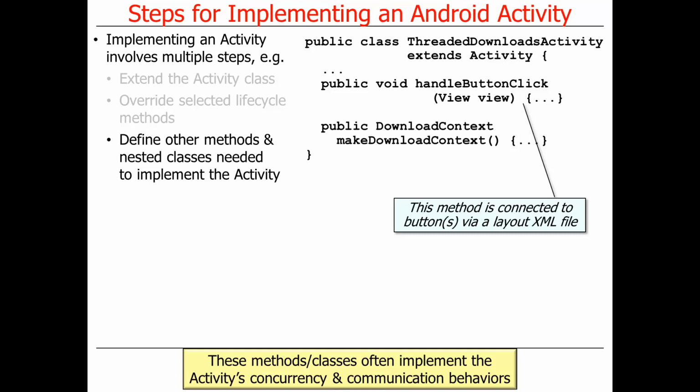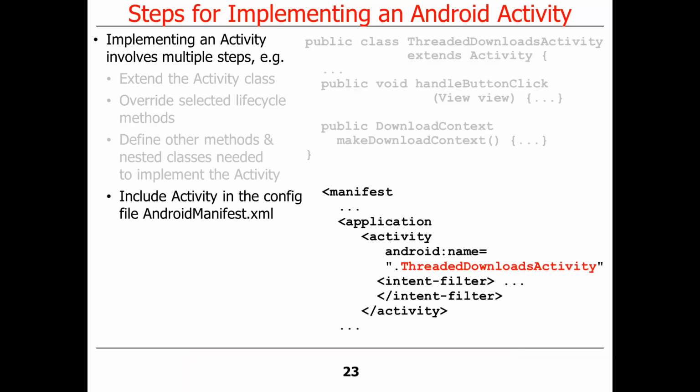Oftentimes, these methods that are part of this activity implementation implement the concurrent and communication behaviors. And we'll talk about that stuff later. That's the real fun part, learning how all those different kinds of things work. And then you also have to make sure that you include a description in your manifest file that says this is the implementation, threaded downloads activity, that's connected to this particular application. So what you're doing is exposing this component, this activity, so that other applications that want to use it are able to get access to it.